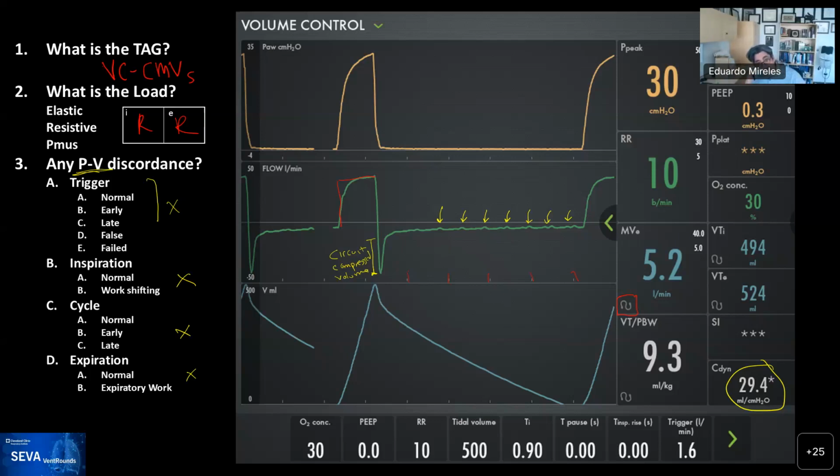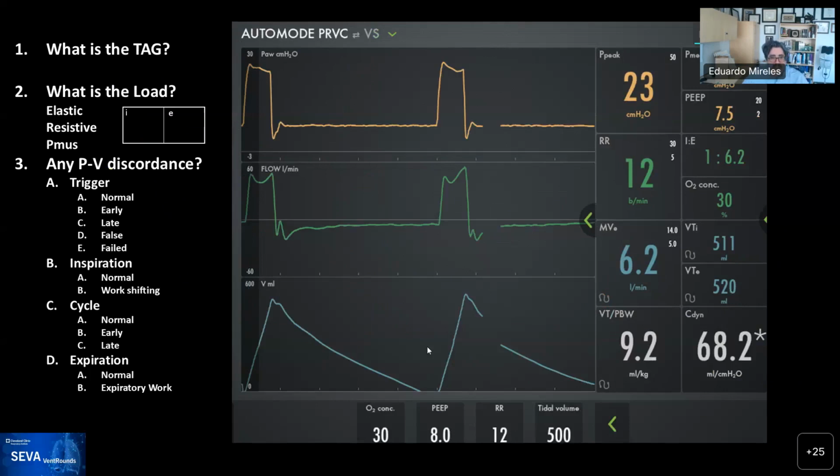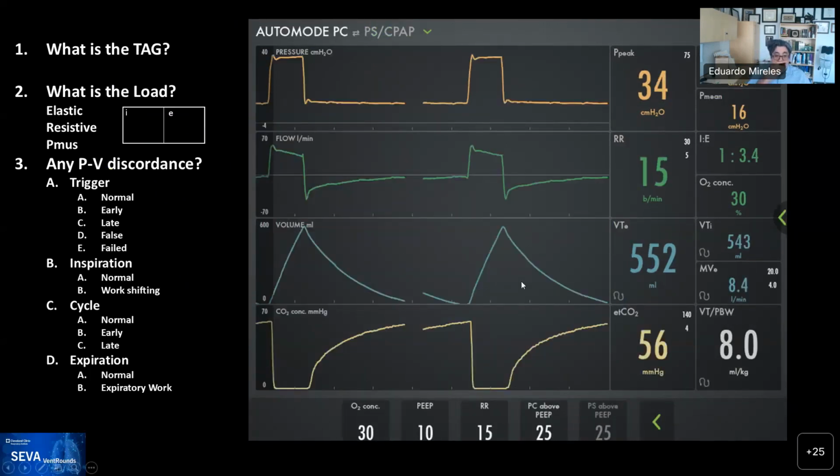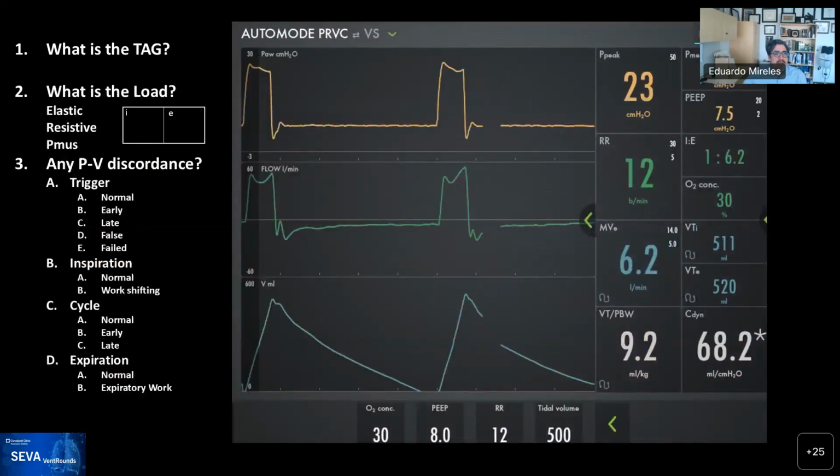So let's take a look at our next one. This is a different patient. Actually, this one. So this is the same patient, before or after. I don't remember if it's before or after, but now things have changed a little bit, and you can see the waveform. So again, what is the tag? What is the load? And then any PV discordance that you may see here. I'll give you a couple of minutes to type in.